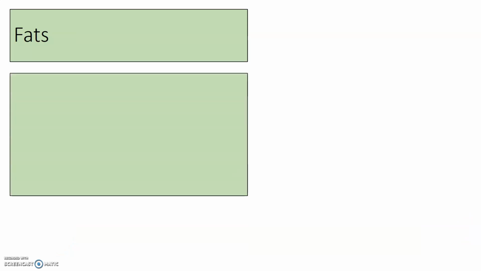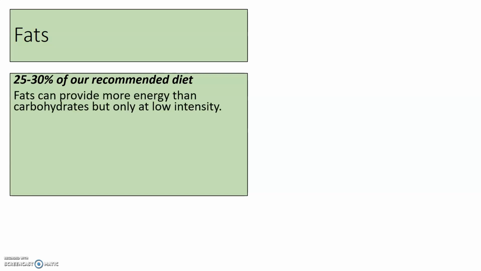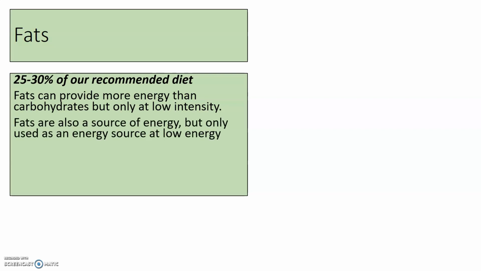Next one, let's move on to fats. When we talk about fats in our diet, we need about 25 to 30% of fats, and that might seem a little bit unusual to you, but fats aren't always a bad thing. We just have to be sure we eat the right type of fats rather than the incorrect fats. Fats can also provide more energy than carbohydrates, but only at a low intensity. We can't burn fats at a high intensity, only a low intensity.